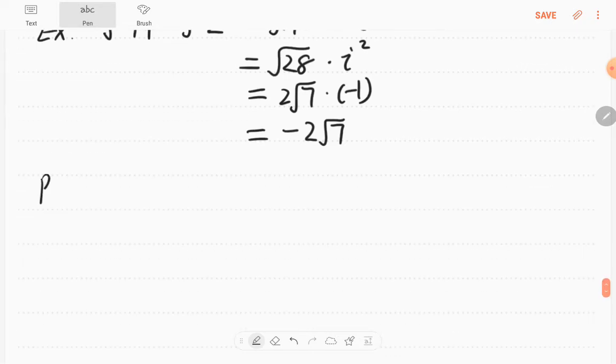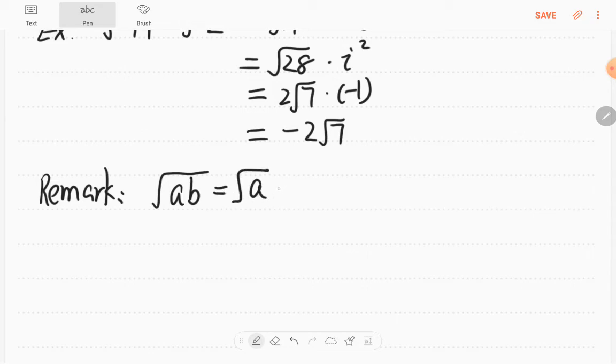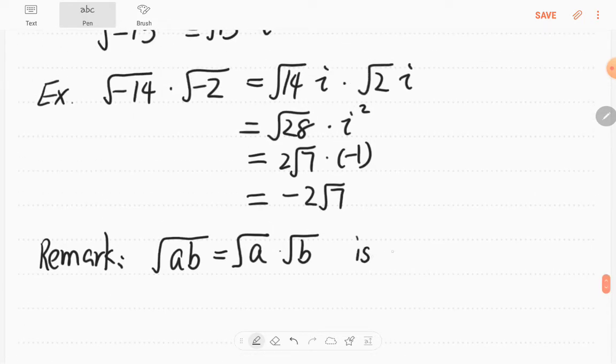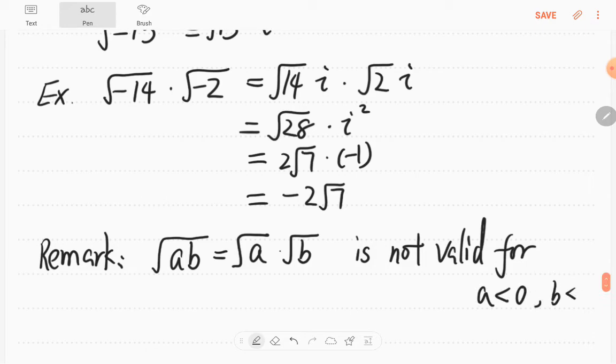So here is a very interesting thing, and many students will make mistakes. We know that we have this property for the square root, right? But we notice that this formula is not valid for both a less than 0 and b less than 0. Okay.